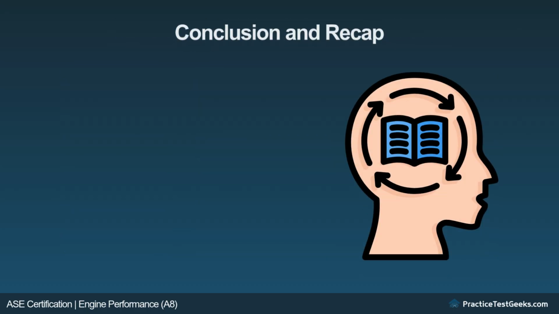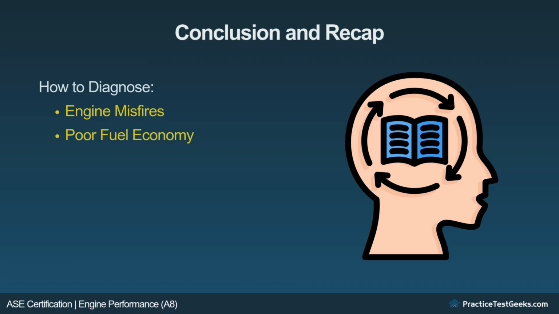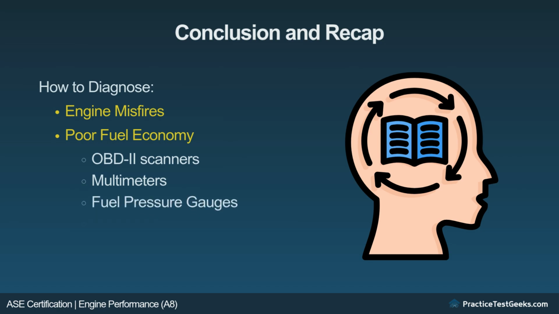Conclusion and recap. In this lesson, we covered how to diagnose engine misfires, poor fuel economy, and other performance issues using OBD2 scanners, multimeters, fuel pressure gauges, and compression testers. We also explored common causes of these issues and discussed how to use diagnostic tools effectively. Mastering these techniques is essential for diagnosing engine performance issues.